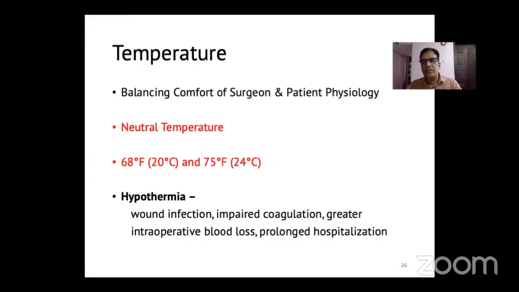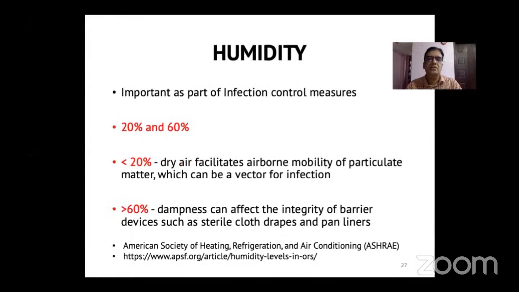Hypothermia is a risk for the patient, and you should actively and passively monitor against hypothermia. Humidity is an important part, because whenever there is humid climate, there is a risk of infection. It is advised to maintain humidity between 20 to 60%. Anything below 20% represents more of a dry air. It promotes airborne mobility of particulate matter, which could be a vector for infection. Anything more than 60% means it's more damp. It can affect the integrity of various barrier devices which we use in the perioperative period.